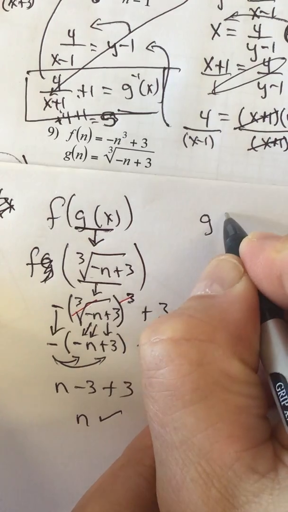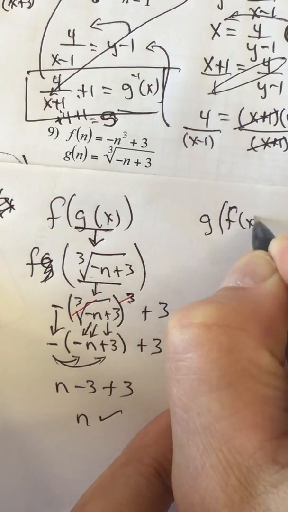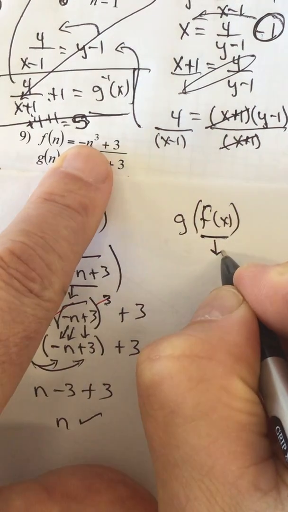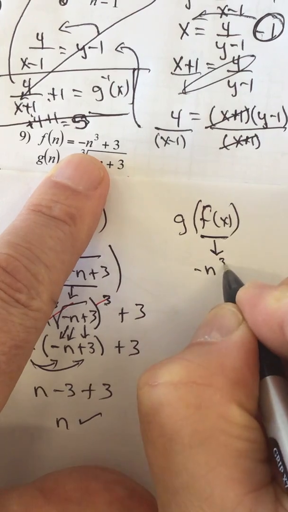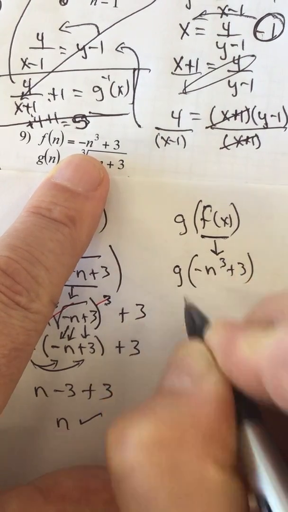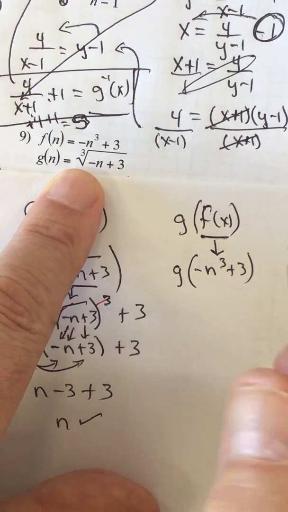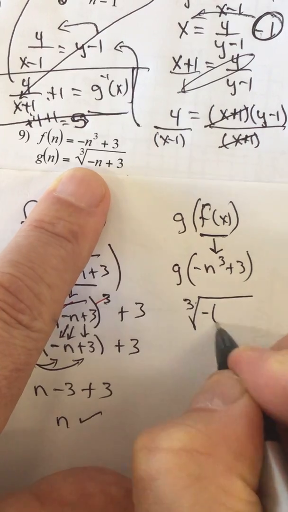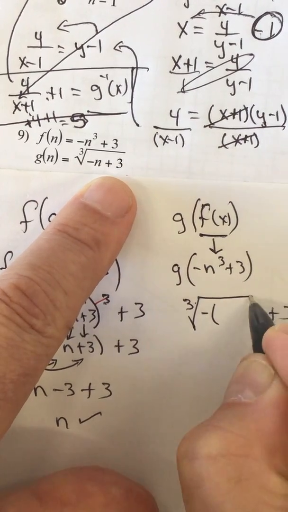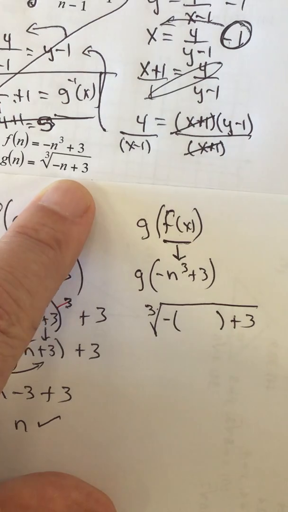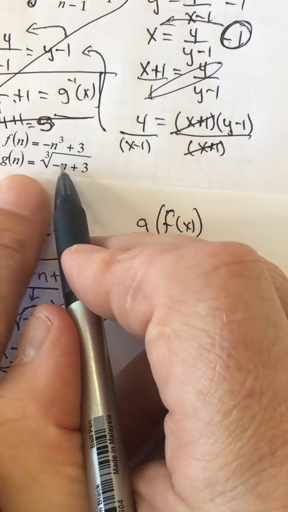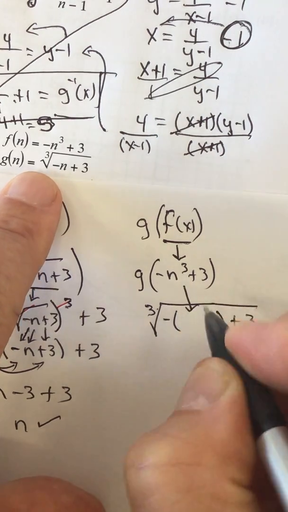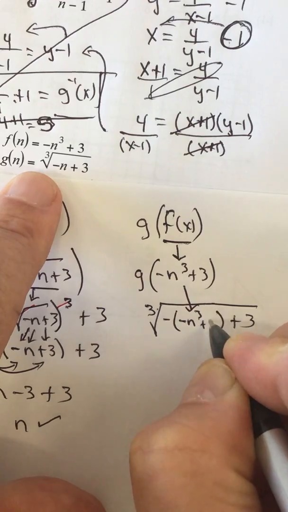Okay, then I need g of f of x. It has to work both ways. So here's f of x. It's right here. Negative n to the third plus 3. Okay, I got to stick that into g. So here's g. It's the third root of negative something plus 3. See, that negative is going to go on everything that is n. So now all of that goes in there. Negative n to the third plus 3.